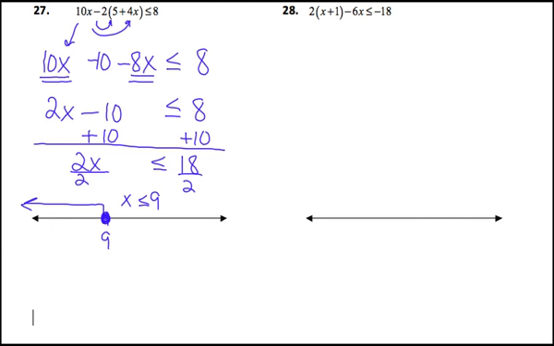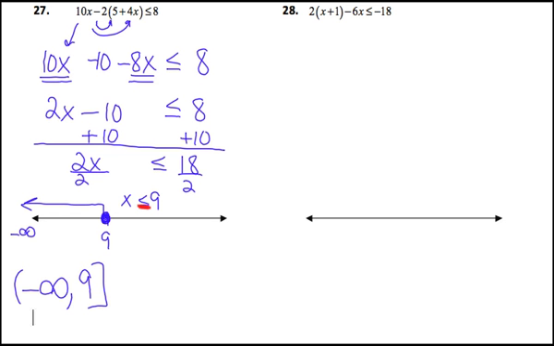And the interval notation for this, in this direction, you're going out towards negative infinity. So the interval notation is negative infinity comma 9. And you have to use a square bracket right here because the original problem was a less than or equal to problem. So the square bracket represents the equal to.